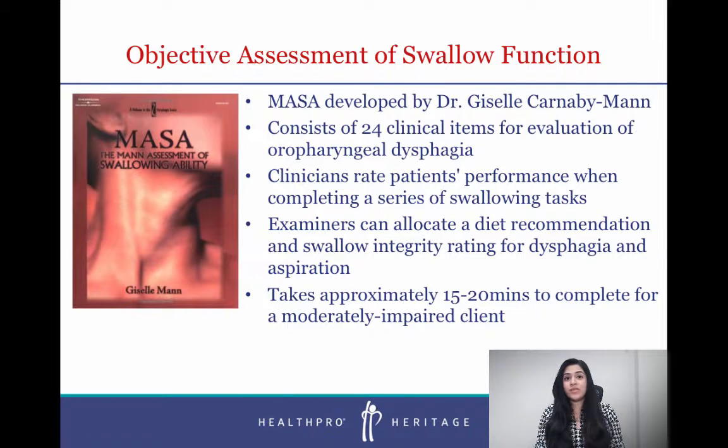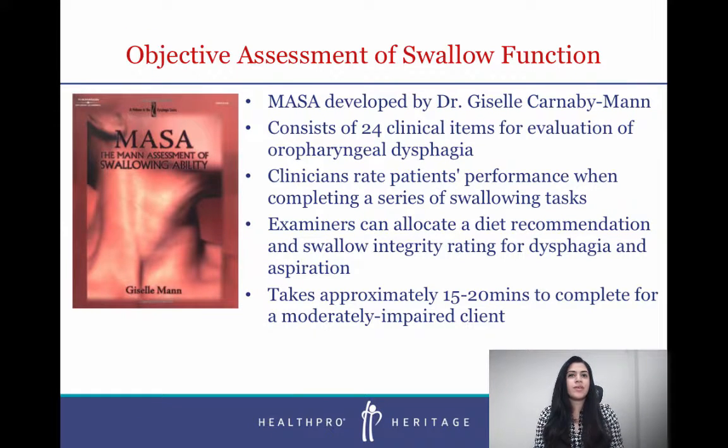Most of us work with dysphagia, and we must use a standardized objective assessment of swallow function. The test that I would recommend, in case you're not familiar with it, is the MASA, the Mann Assessment of Swallowing Ability. It consists of 24 clinical items for evaluation of oropharyngeal dysphagia, which we have to rate. So we have to rate the patient's performance across a series of these different swallowing and some non-swallowing tasks.